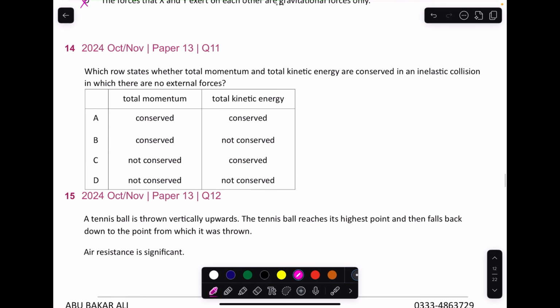In the next question, which row states whether momentum and total kinetic energy are conserved in an elastic collision in which there are no external forces? For the elastic collision, we know momentum should be conserved and kinetic energy should also be conserved. Yes, option B.